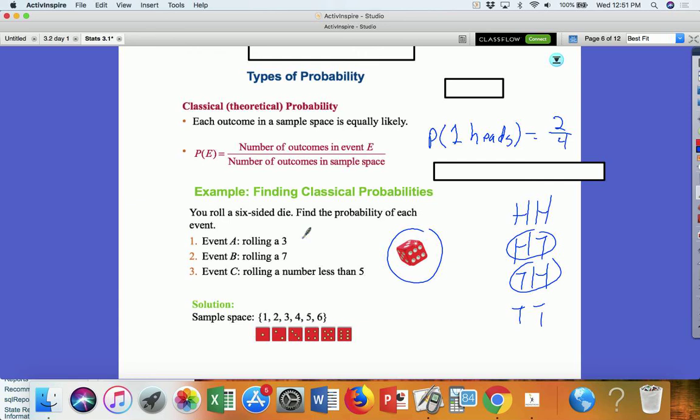Okay, so let's do this. Our probability experiment now is just going to be rolling the die. So what's the probability of event A? 1 out of 6. What's the probability of event B? 0, right? None. 0 out of 6.